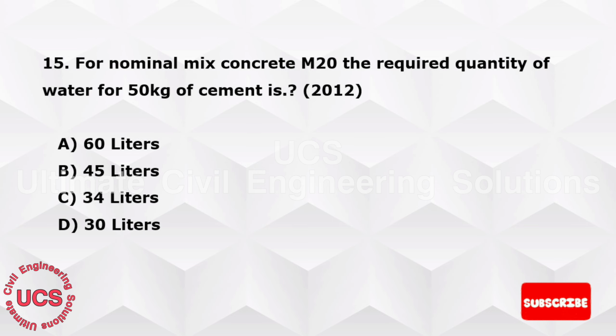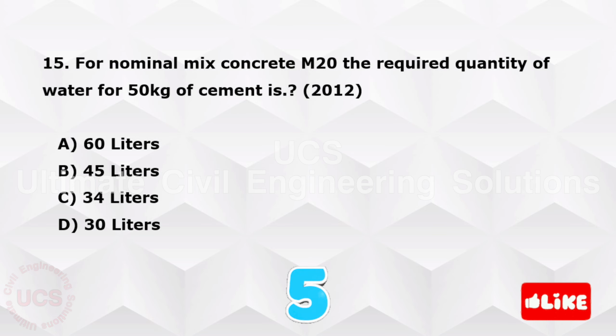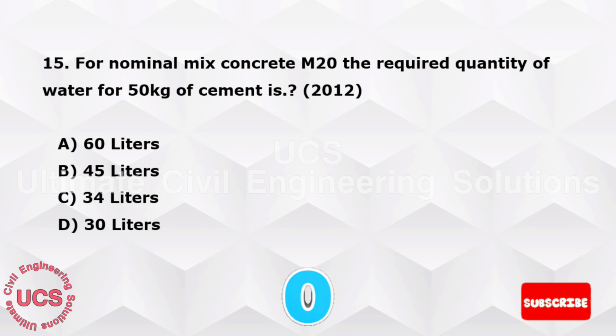Next question. For nominal mix concrete M20, the required quantity of water for 50 kg of cement is. Options are option A 60 liter, option B 45 liter, option C 34 liter, option D 30 liter. Answer is option D, 30 liters.